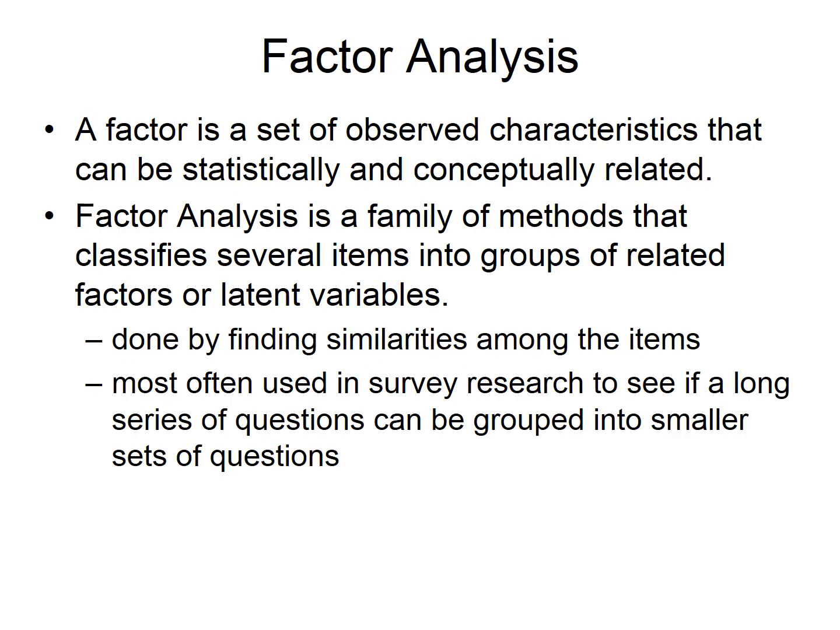The final thing I want to talk about as far as making an argument for validity is yet another tool, and this is factor analysis. A factor is a set of observed characteristics that can be statistically and conceptually related. And factor analysis is a family of methods that classify several items into groups of related factors or latent variables. So basically, a factor is a statistical test for a single construct. A good example of a factor analysis is the Big Five personality model. So basically, conscientiousness, openness to experience, extroversion, neuroticism, and agreeableness. So that basically makes up the Big Five.